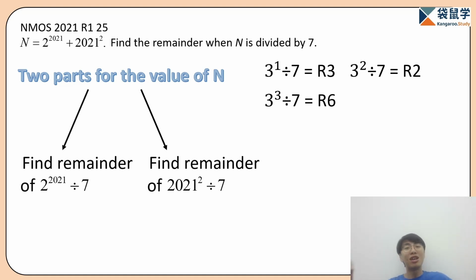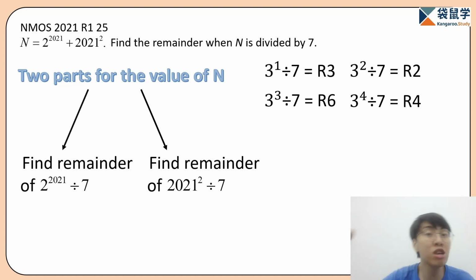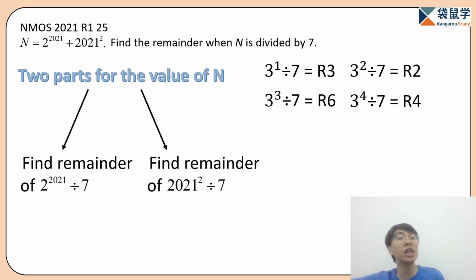Can anyone tell me what is the remainder when I have 3 to the power of 4? You will have realized that it is just the remainder of 3 to the power of 3, which is 6, times 3. That gives me 18. 18 divided by 7, remainder of 4. And we are done. So actually I do not have to calculate out 3 to the power of something. All I have to do is keep multiplying 3 to the remainder again and again, and I'll get all of the remainders that I want.